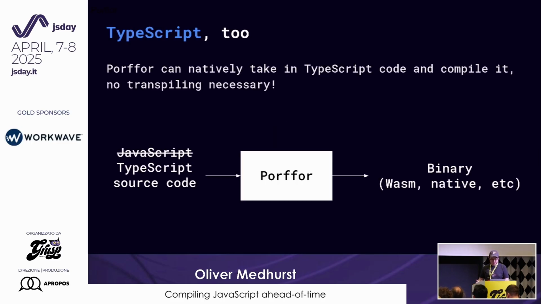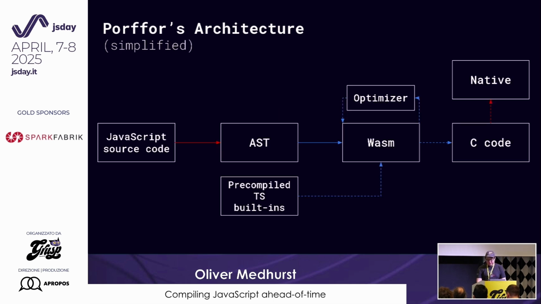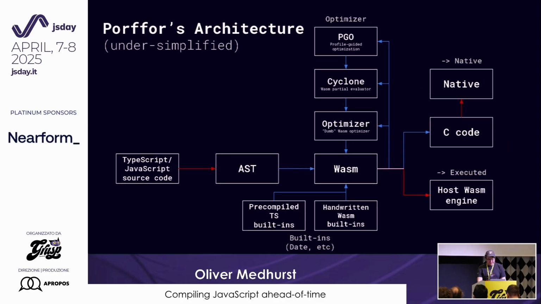So yeah, it can also support TypeScript because you can control the entire JS engine. So why not also add TypeScript support? Yeah, the architecture oversimplified looks like this, which is you just take in the JS source code, pass that into a syntax tree, compile that to WebAssembly. Less simplified is you can then also take that WebAssembly, compile it to C, and then give that to any C compiler to get a native binary without having tons of maintenance burden.